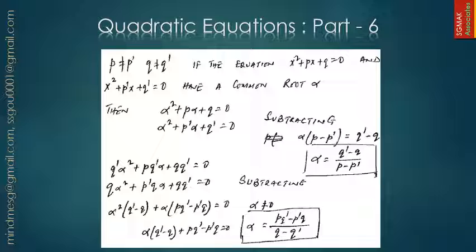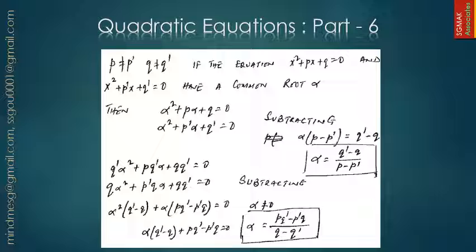If p is not equal to p prime and q is not equal to q prime, and the equations x squared plus px plus q and x squared plus p prime x plus q prime equal 0 have a common root, a common root will satisfy both equations. Let that be alpha. If alpha satisfies both equations, we substitute and get two expressions. If we subtract, we get a value for alpha: (q prime minus q) divided by (p minus p prime).